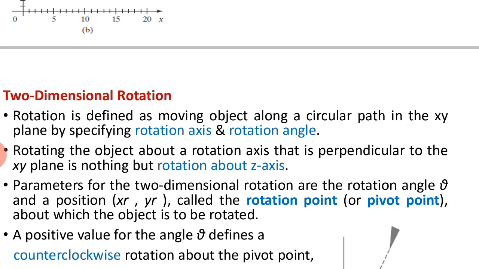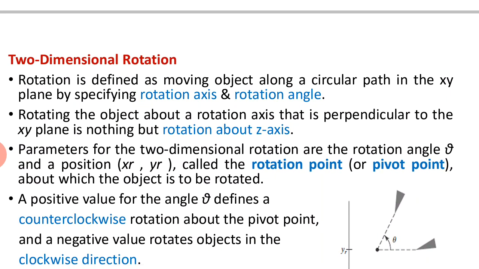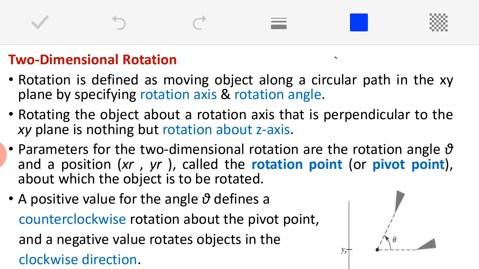Next we will move to the second type of transformation, that is 2-dimensional rotation. Rotation is nothing but changing the orientation of an object. Is it clear? That is also a part of an animation effect that we need to get clear. That is a very important concept over here. So, what is rotation here? Rotation is defined as moving an object along a circular path, okay, in an xy plane. Why? Because we are discussing 2D here, that is why on an xy plane, by specifying two important aspects, one is the rotation axis and another one is the rotation angle, okay.